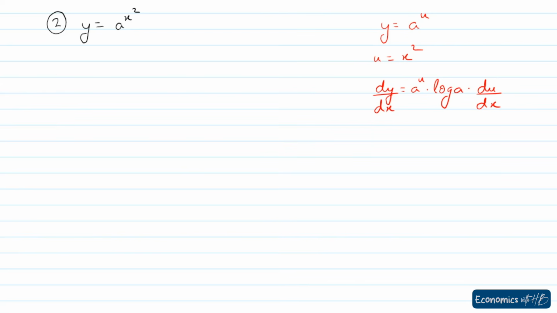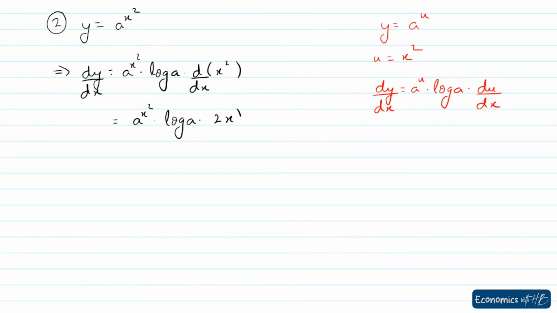So when we differentiate y with respect to x, here we get dy by dx is equal to a to the power x square as it is into log of a into d by dx of u, which is d by dx of x square. So finally we get a to the power x square into log a into 2x, which is the answer. Let's see the third question.